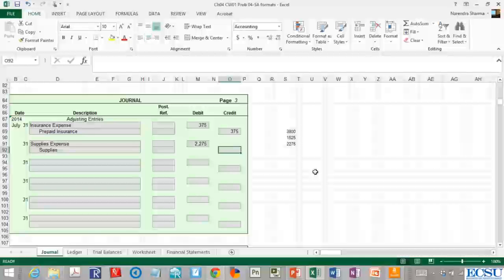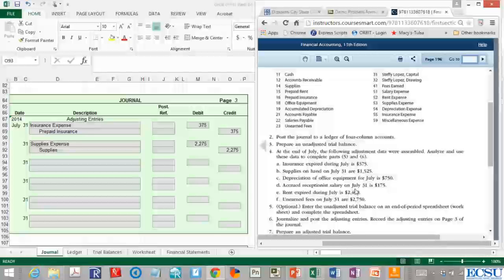Now please understand, if the problem had stated that the supplies used was so and so, we would have used that amount like we did in case of insurance. It directly said to us that that was the expired insurance. But in these supplies we were given the balance. So sometimes even for prepaid insurance we could be given a balance. If that is the given, then we would be calculating the difference and finding out how much of supply has been expired. Number C is with regards to depreciation.